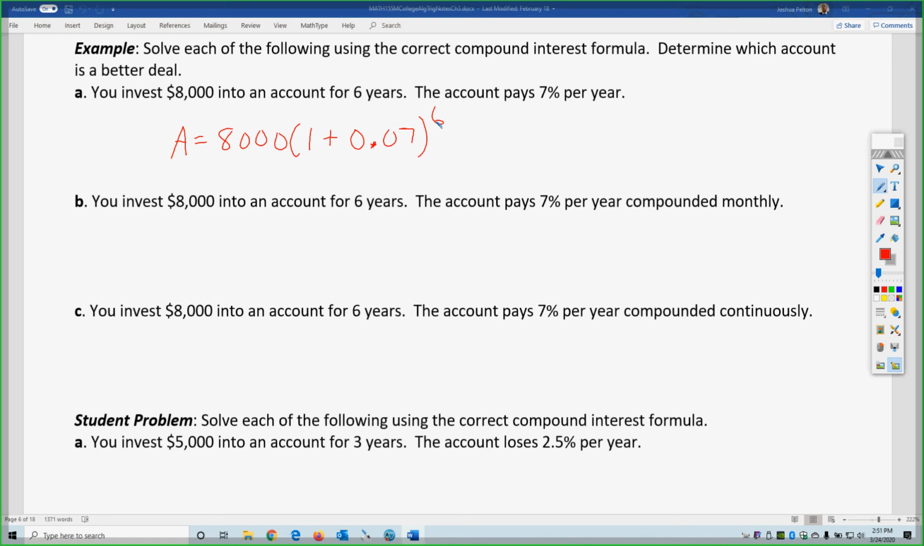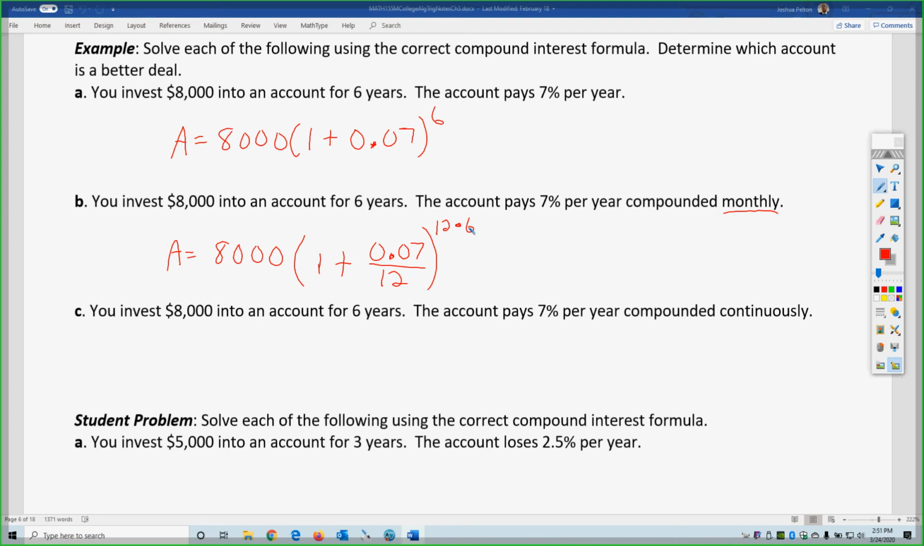Okay. The next one says $8,000 for 6 years. It pays 7%, but it's compounded monthly. So we need to use the second formula. So that's $8,000 principal, 1 plus the 7% divided by the monthly compounds, which is 12, to the 12 times 6, because it's no longer 6 compounds, it's 12 times 6, because you have 12 compounds every year for 6 years.